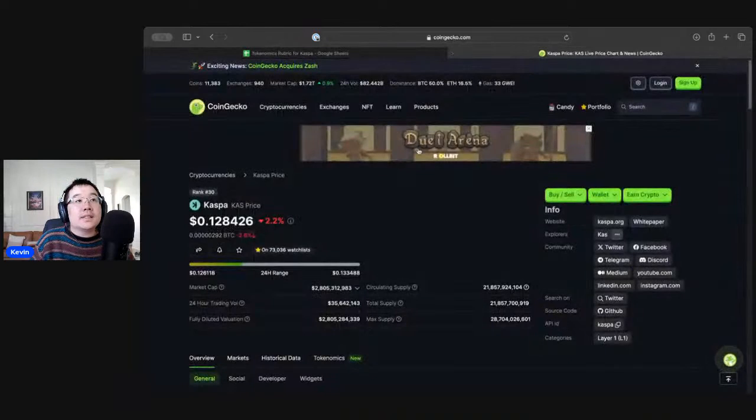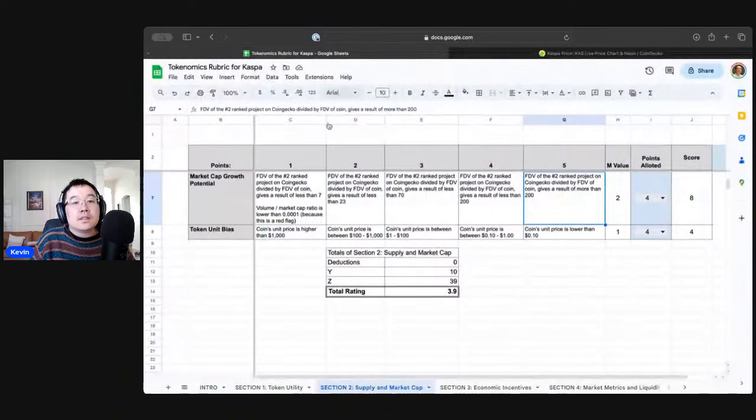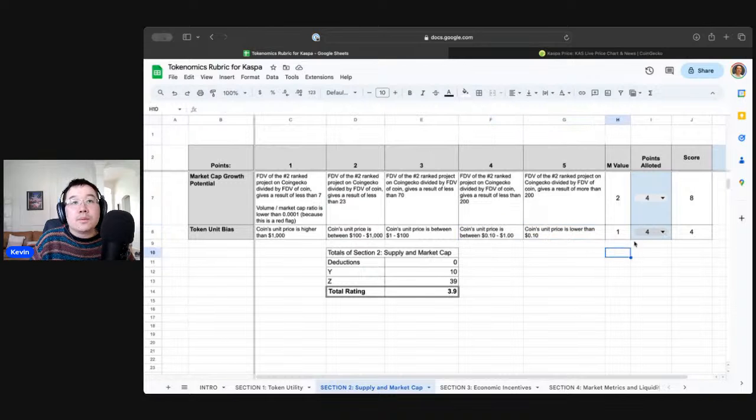Token unit bias, Kaspa is like 12 cents, almost 13 cents. So it is right here, also number 4. And in this section, Kaspa gets a 3.9, which is still quite high. Remember, the top score, perfect score, is 5.